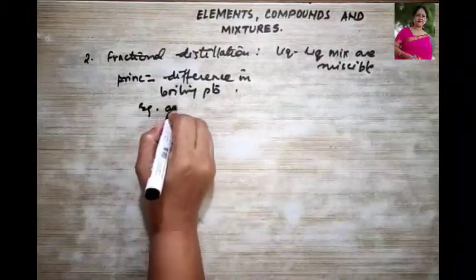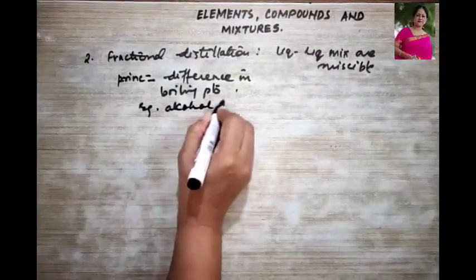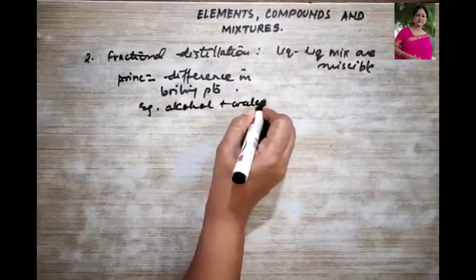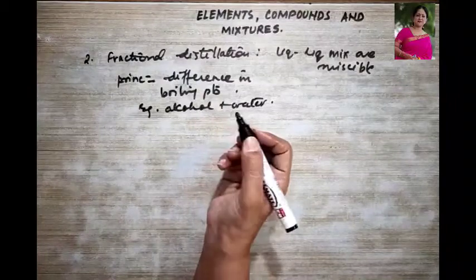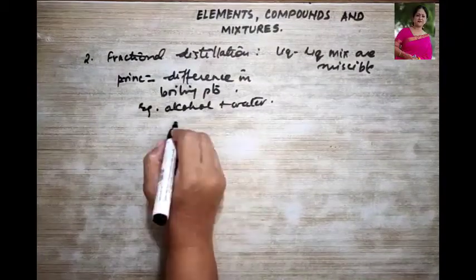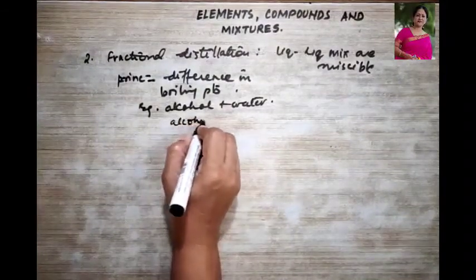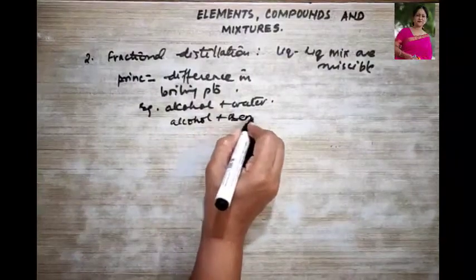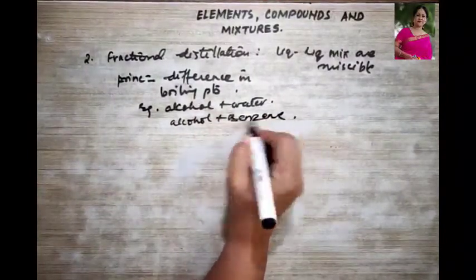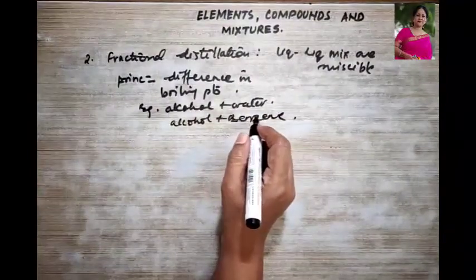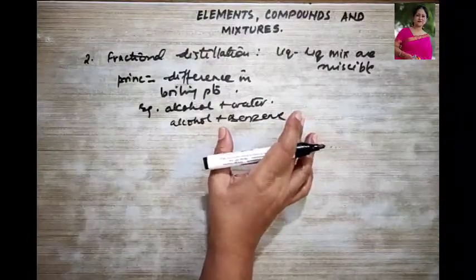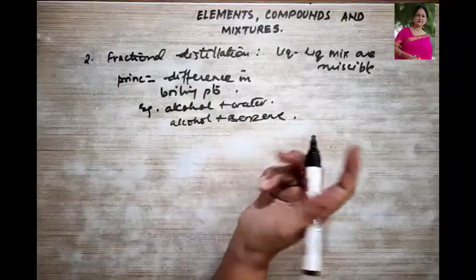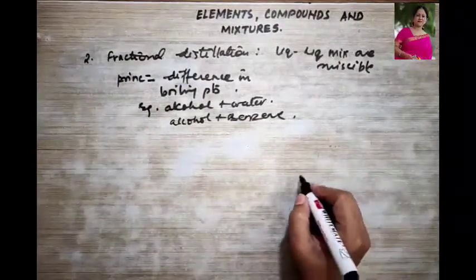So let's take for example miscible liquids, right? It can be alcohol plus water. Alcohol easily can dissolve in water, isn't it? Another example could be alcohol plus benzene. So these are miscible liquids. So over here what do we do? We take a fractionating column and we place it into a distillation flask. Let me show you the diagram over here.